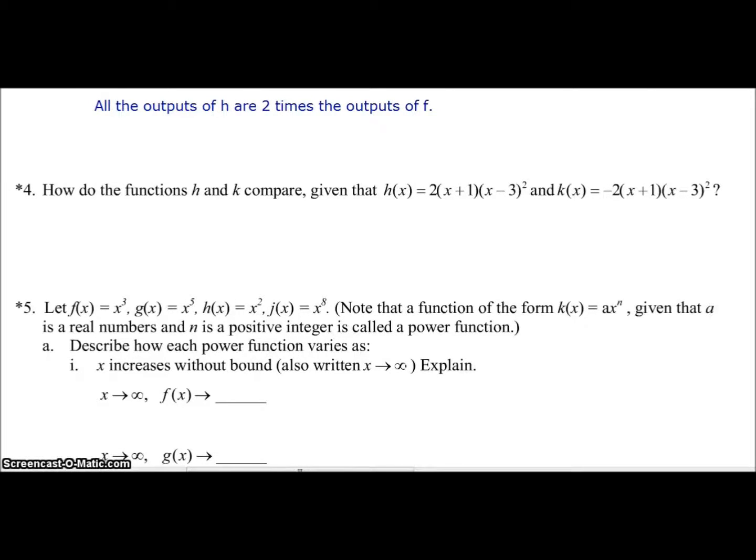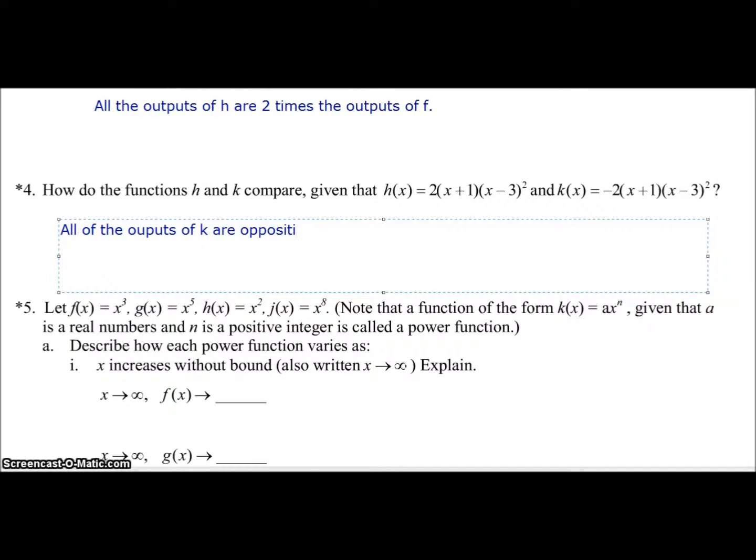Let's see, how do the functions h and k compare, given that h of x is 2x plus 1 times x minus 3 squared and k of x is negative 2x plus 1 times x minus 3 squared. So that negative out front just means that all of the outputs of k are opposite of the outputs of h, meaning that the graph of k will be the reflection of h across the x-axis, or the horizontal.